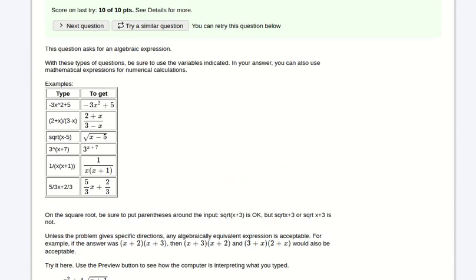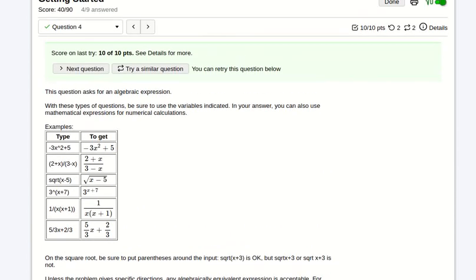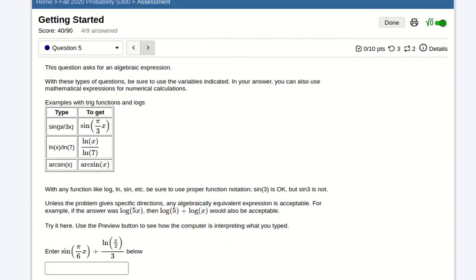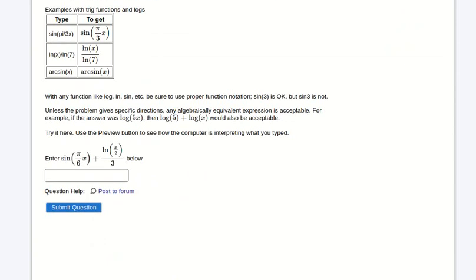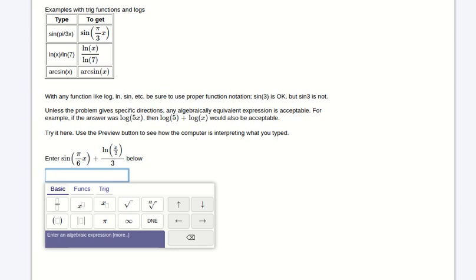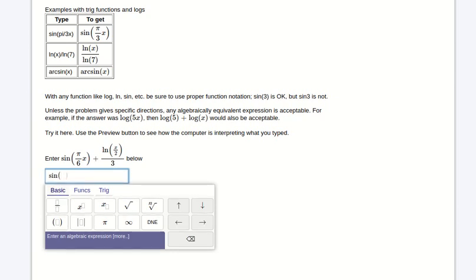Let's see if it's happy. And it is happy. Let's go to the next question. It's asking me to enter a sine and a logarithm and a pi and an x and all sorts of good stuff. So sin is the sine function. Pi is on my keyboard, so I just clicked it there.